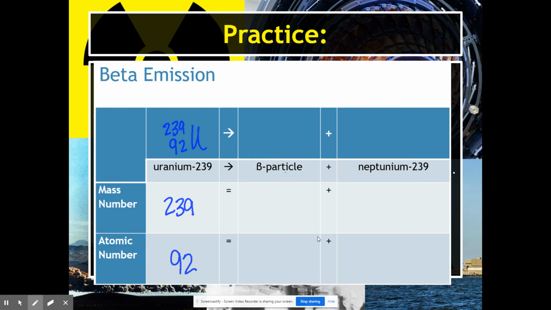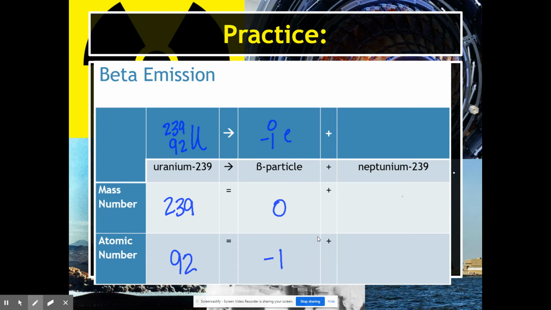Then we have our beta particle. If you look back in your notes, a beta particle is written as 0, -1, e. So we're gaining an electron. Our mass would be 0. We're going to gain 1 electron, so I write a -1 there because electrons are negative.